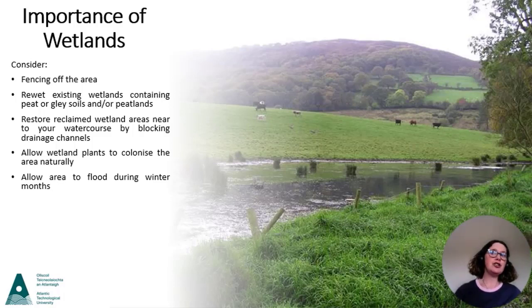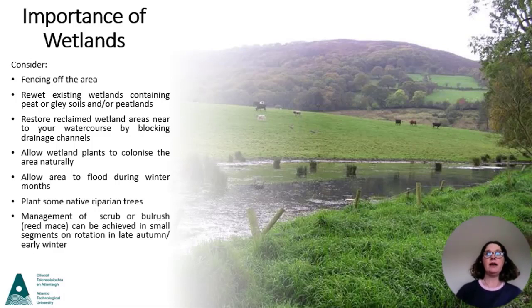If the area floods naturally in winter, then allow that to happen as opposed to, I suppose, investing in trying to drain it and have improved grassland on it. You can also implement some of the ACRES measures here within these areas by planting native riparian trees. And these areas can also be managed under kind of scrub or even for bulrush. You can cut or trim small sections of them on rotation over every 2 to 3 years. And this is typically done in late autumn or early winter.